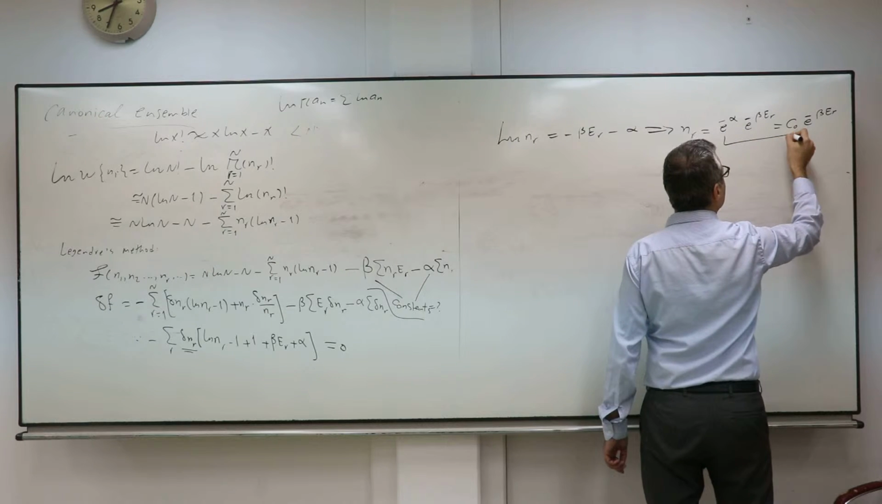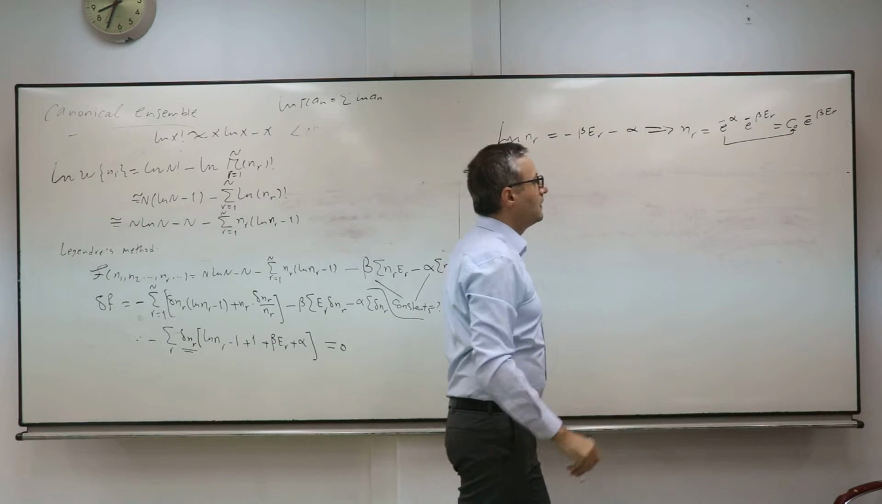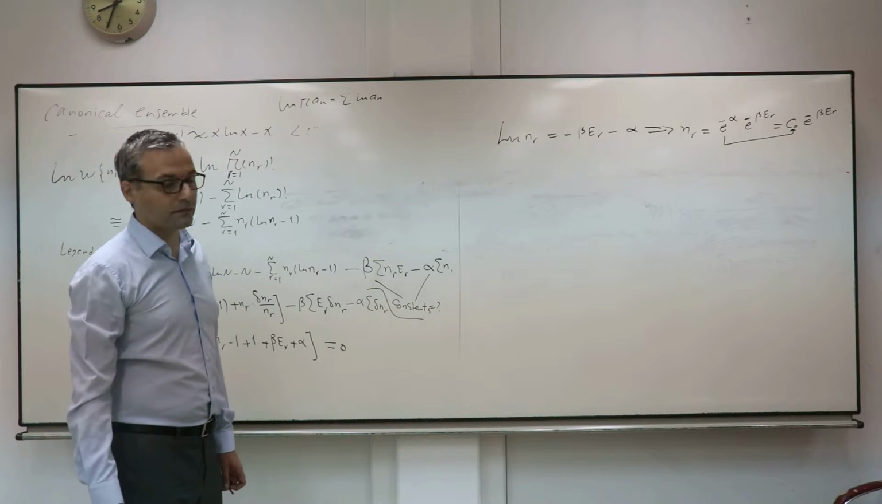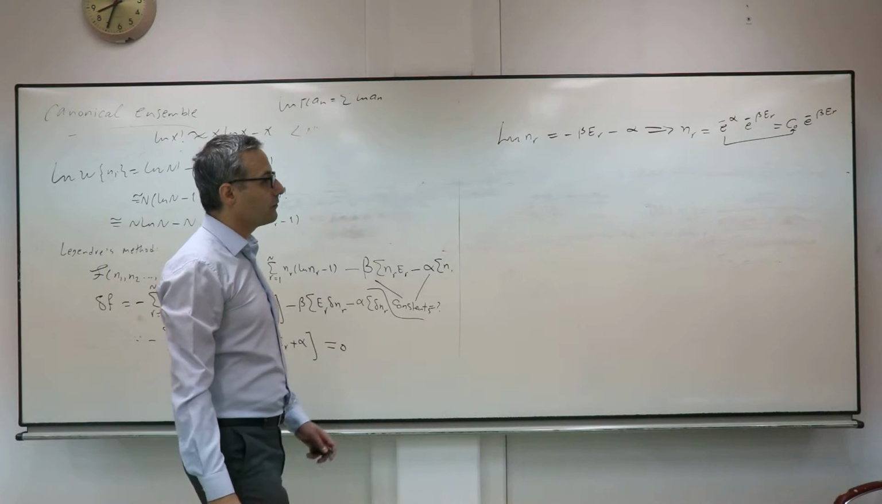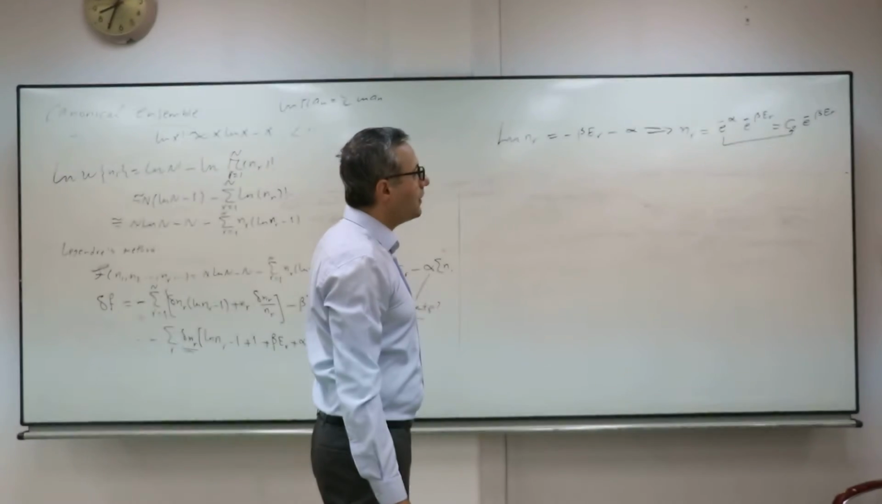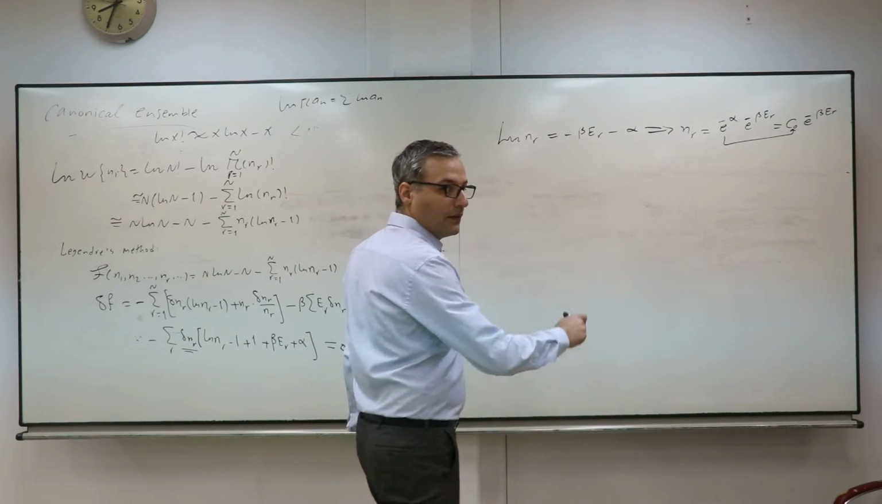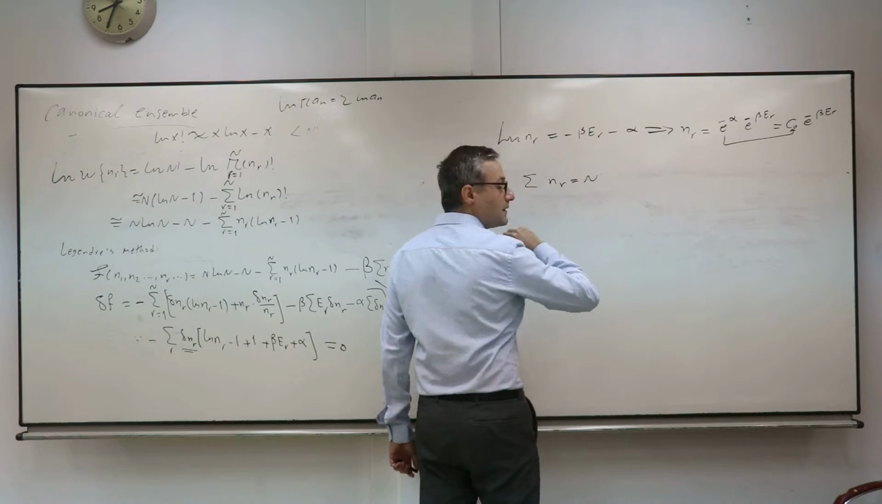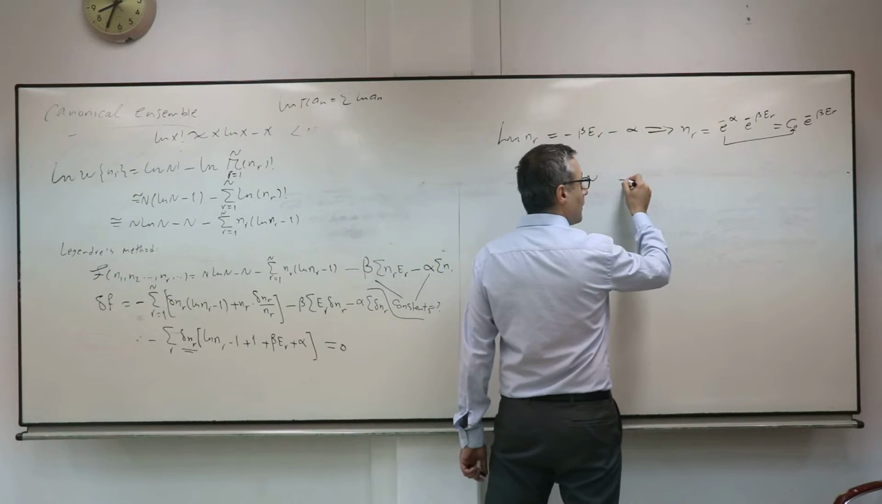Can I write this, because I don't know what alpha is, but can I write that C0 is a constant? This is the answer. How can I find C0? Still we have two constraints, look. That should be sigma n_r.